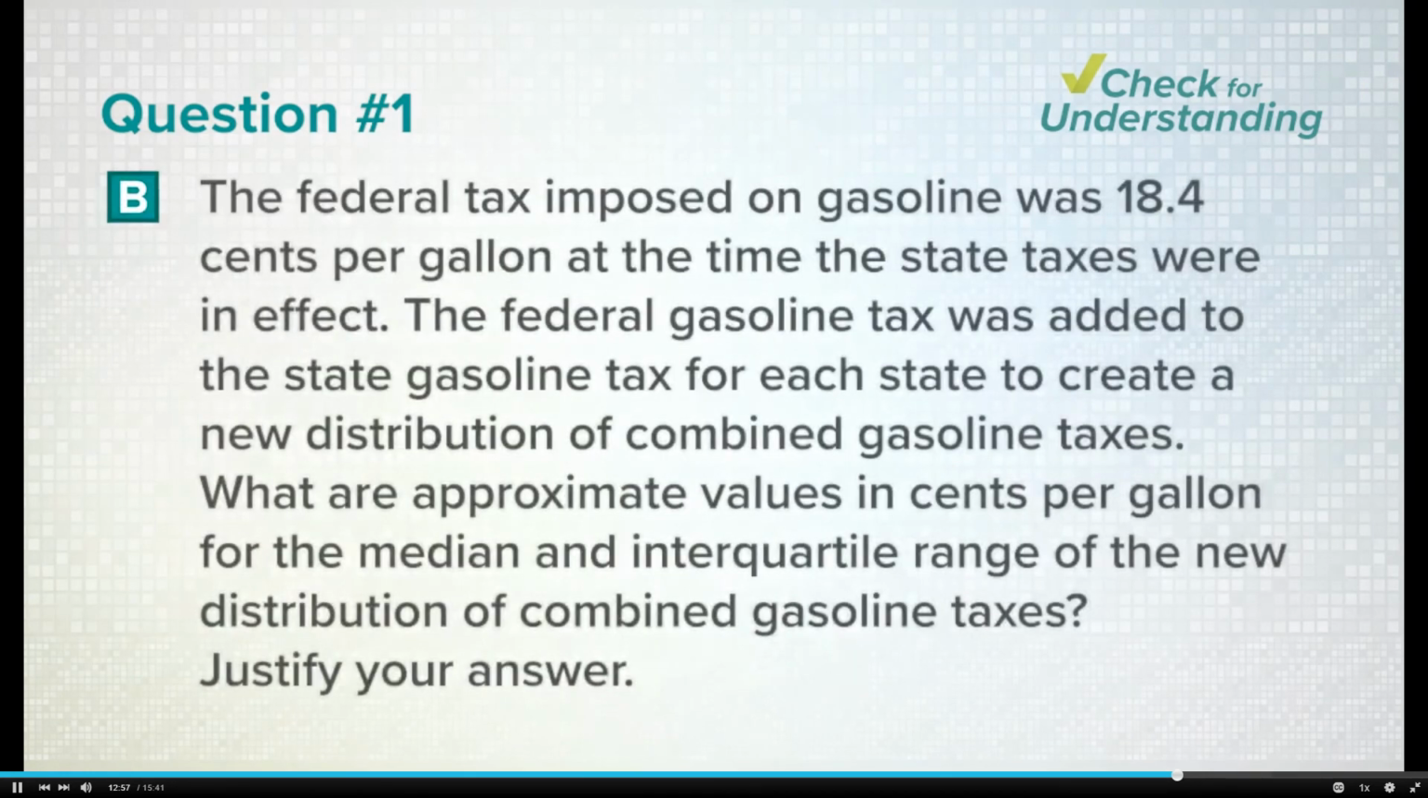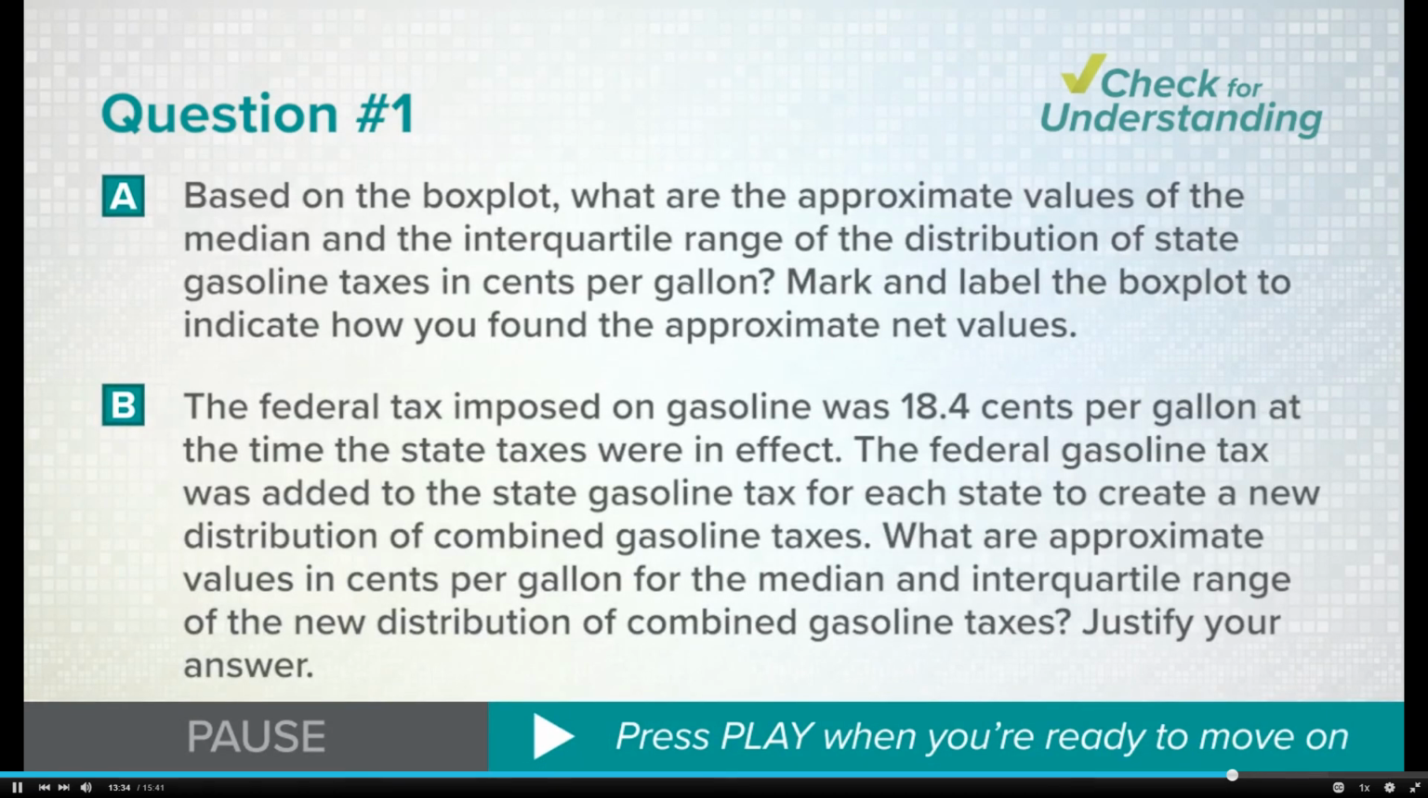In Part B, the federal tax imposed on gasoline was 18.4 cents per gallon at the time when state taxes were in effect. The federal gasoline tax was added to the state gasoline tax for each state to create a new distribution of combined gasoline taxes. What are approximate values in cents per gallon for the median and interquartile range of the new distribution of combined gasoline taxes? Justify your answer. Pause the video to write down your answer, then hit play to continue.